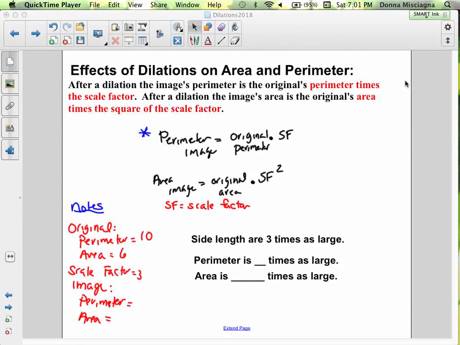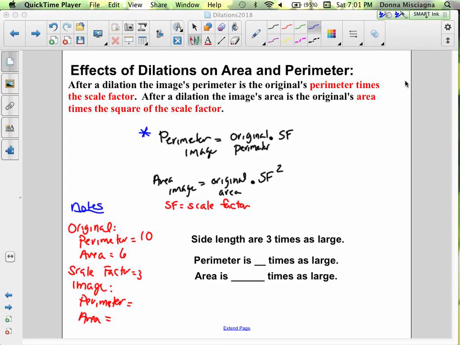Welcome, and now we're going to learn the effects of dilations on area and perimeter. After dilation, the image's perimeter is the original's perimeter times the scale factor. After dilation, the image's area is the original's area times the square of the scale factor. So the first part's in your notes, the top, the part in my handwriting there.